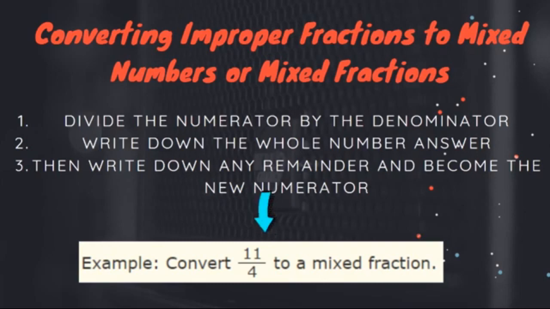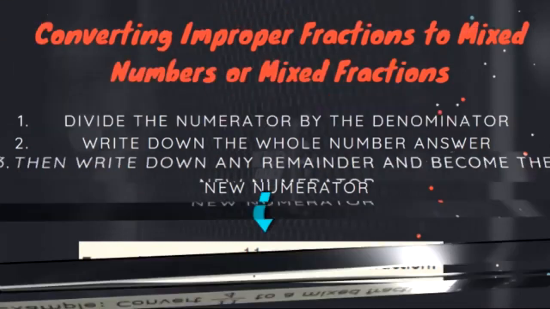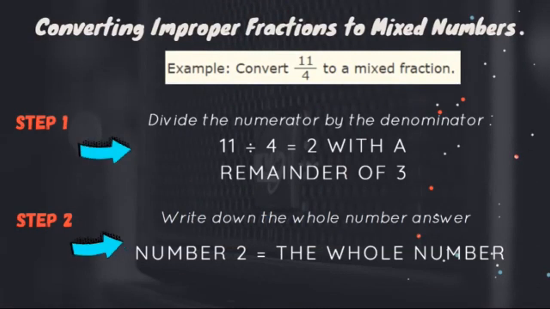Example, we want to convert 11/4 into a mixed fraction. Let's solve it by following each of the steps. First, divide the numerator by the denominator. It means you need to divide 11 and 4. 11 divided by 4 is equal to 2 remainder 3.